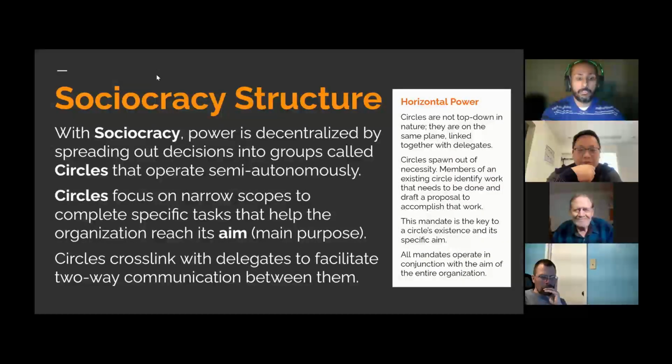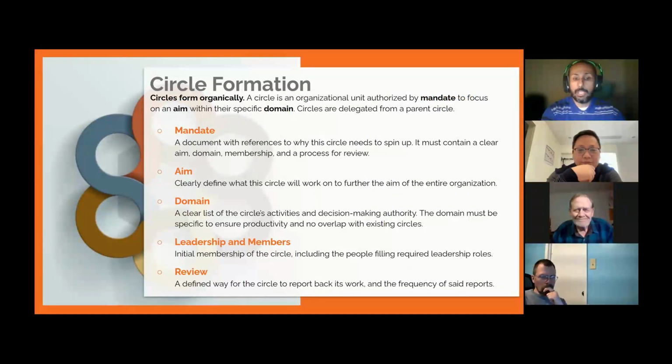Circle formations. Circles form organically. A circle is a horizontal unit authorized by mandate on the aim within a specific domain. It can only have power in a certain field. Circles are delegated from the parent circle, so it's big circles into small circles. The mandate is the document that references why the circle needs to spin up, why it needs to exist, and it must contain the aim, domain, membership, and a process for review.